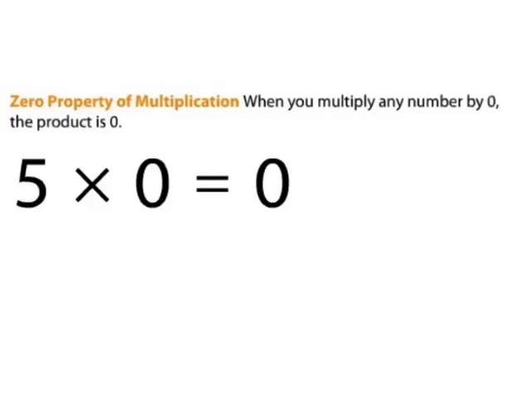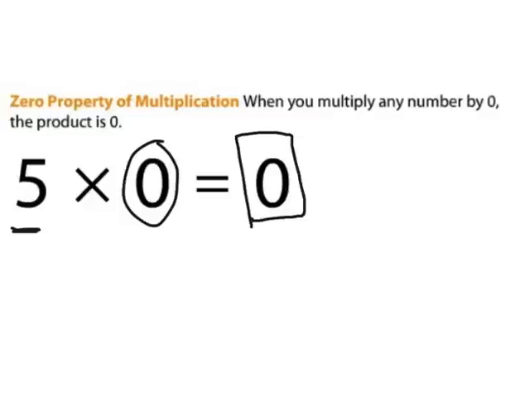The last one's also a no-brainer. Here we have the zero property of multiplication. The definition is when you multiply any number by 0, the product is always 0. So here's our number, 5. Here's our 0. And what is our product? It's always going to be 0 whenever you multiply something by 0.